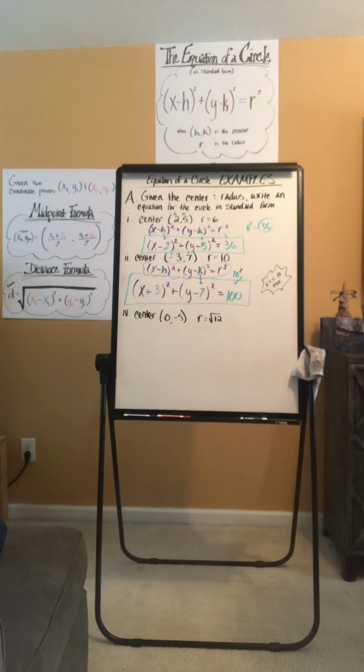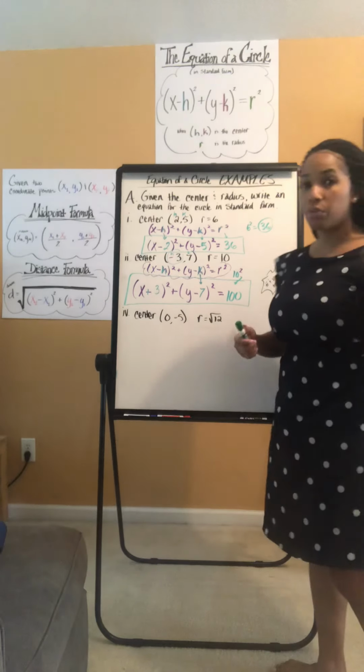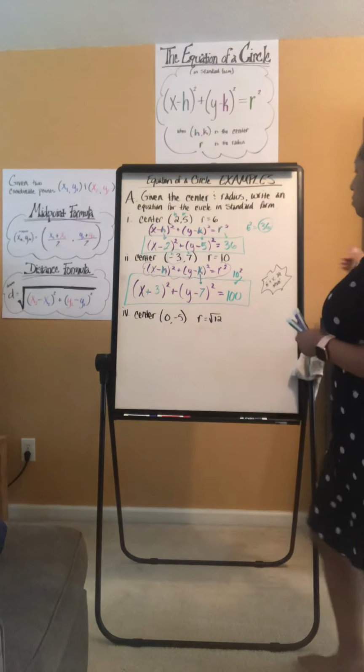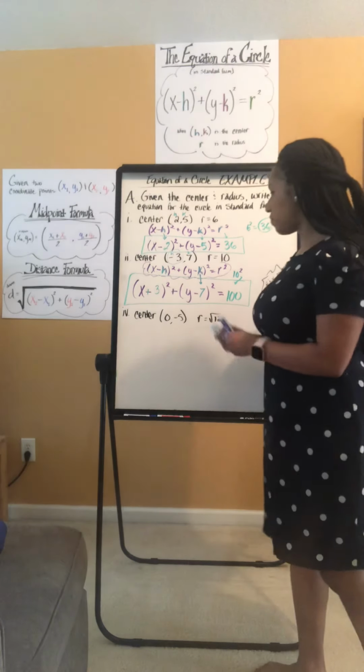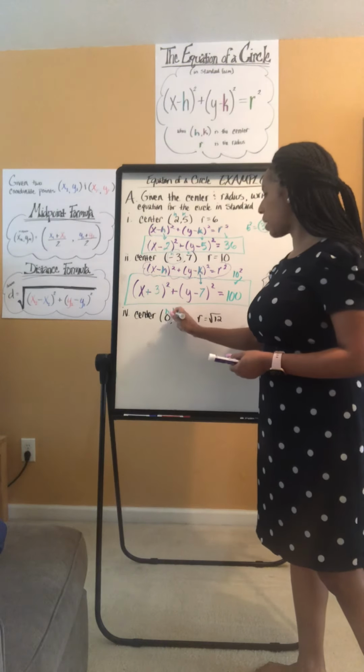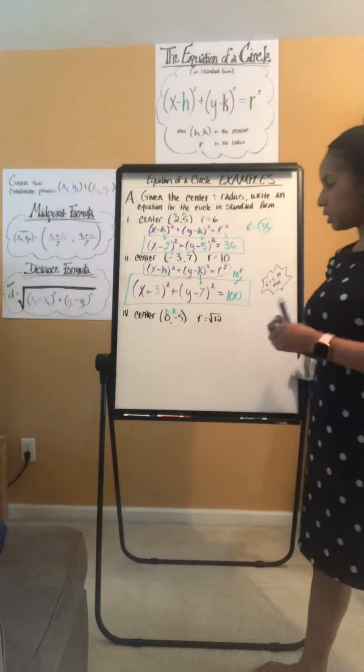Numbers 3 and 5 are stars. They're on your example sheet that I sent to you and put in your Google Classroom. So I'm going to skip on to number 4. Number 4, I gave you the center. Again, that's my h and my k, and I gave you my radius.